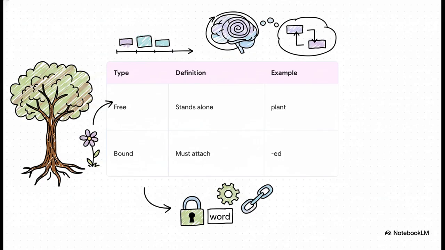A bound morpheme, on the other hand, cannot stand alone. It has to attach itself to a base word to actually make sense. Take the suffix ed in the word planted. By itself, ed means absolutely nothing, but the second it's attached to a free morpheme, it signifies the past tense.